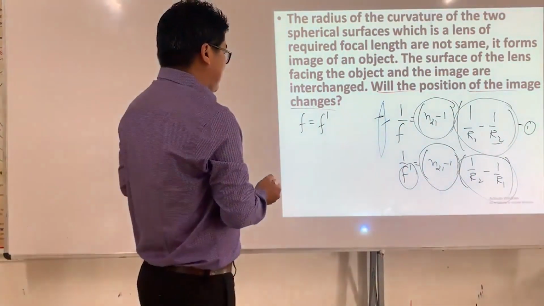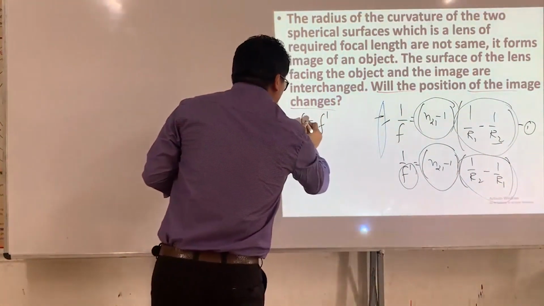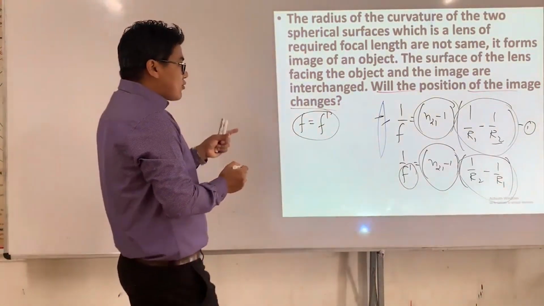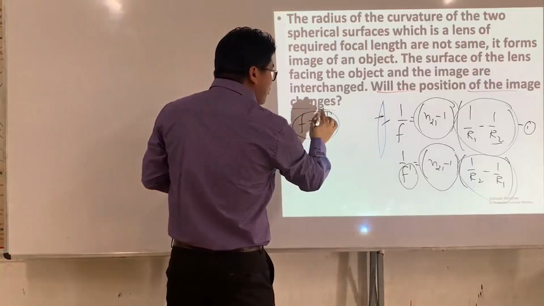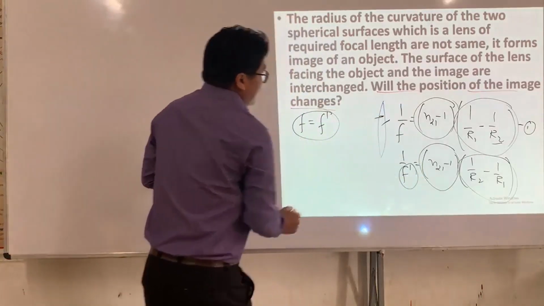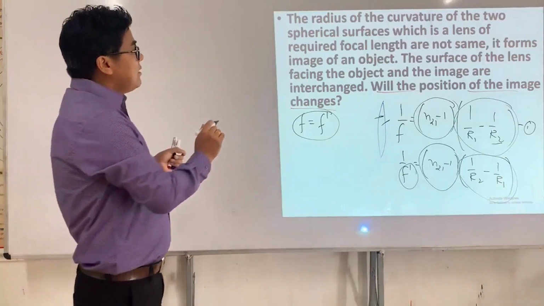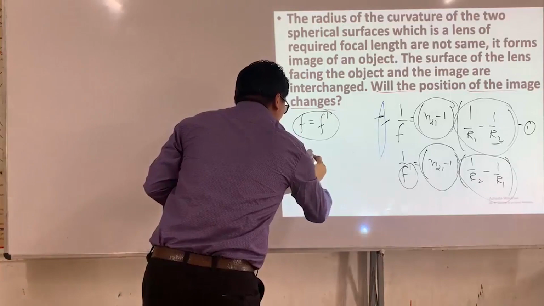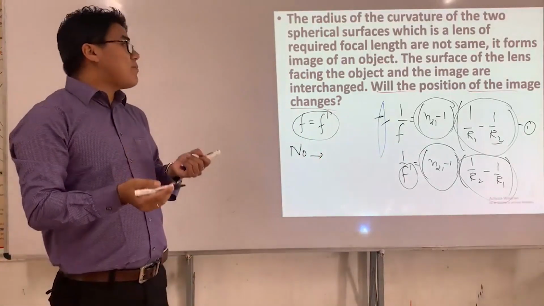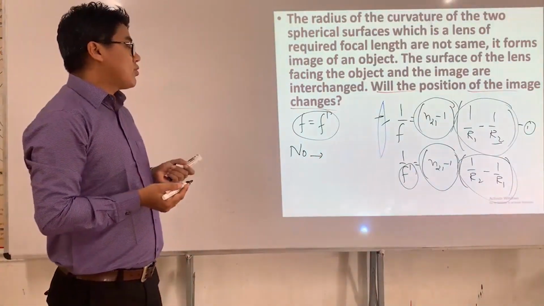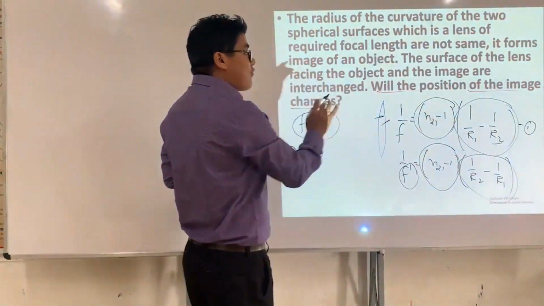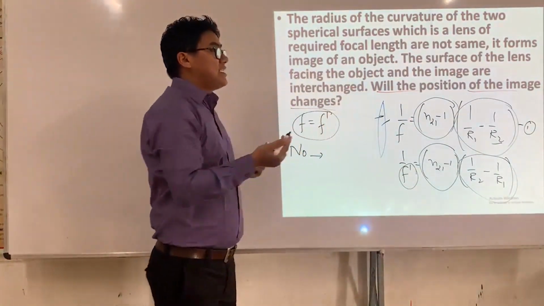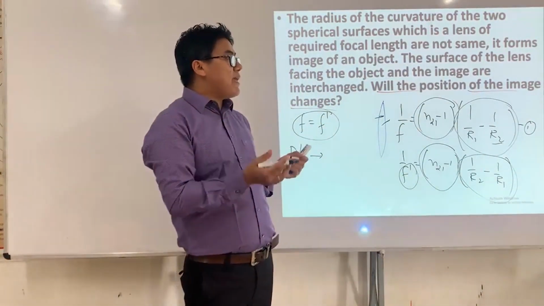This shows that f is equal to f prime. So will the position of the image change? No, the answer is no. What determines the position of the image? The focal point. So we have to find the focal length. If the focal length doesn't change, then the position doesn't change. That means the lens remains unchanged.